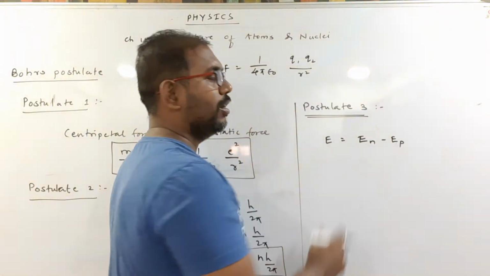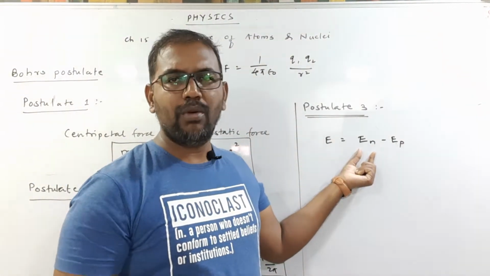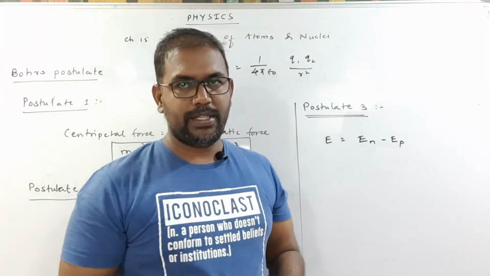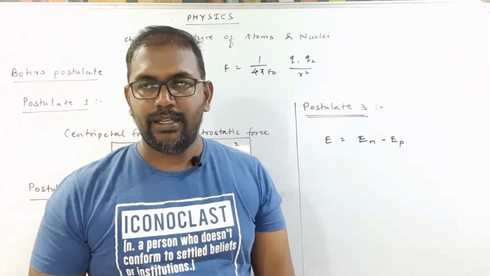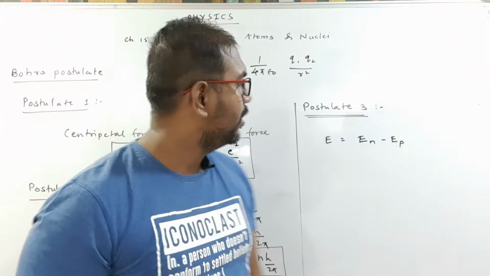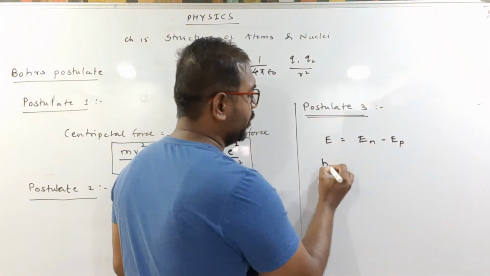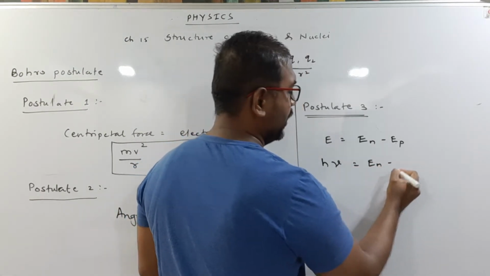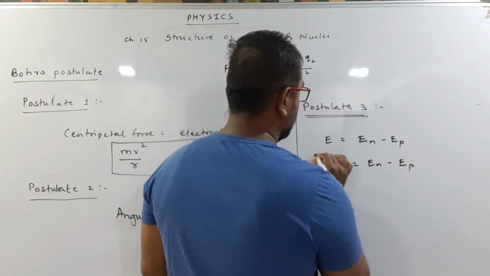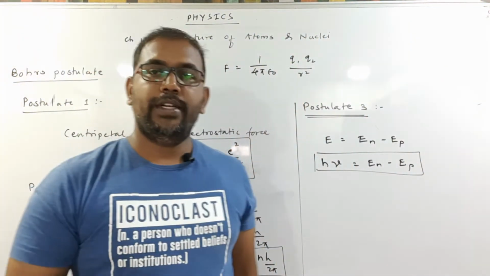So energy of nth orbit minus energy of pth orbit. Here n is the outer orbit and p is the inner orbit. So if we take the difference of these two, we get the energy emitted by the electron. Now this energy is emitted in the form of photon. So energy of photon, we know that it is h nu. So we can write h nu is equal to En minus Ep. So this is the formula by third postulate.